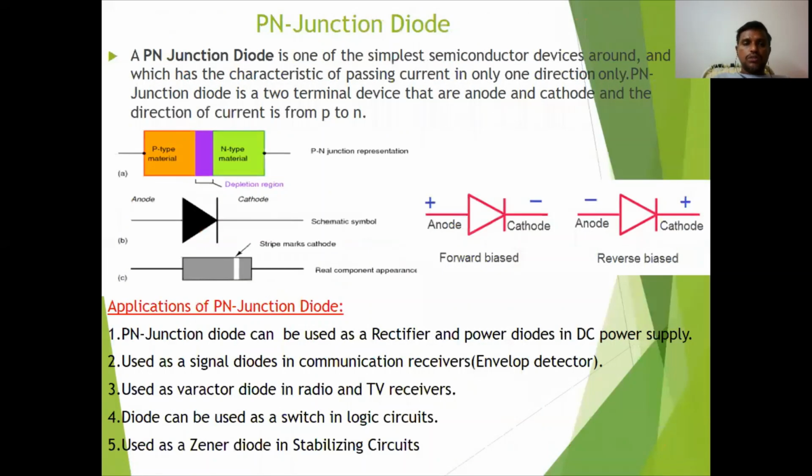Okay, so that is the point. Now we have the p-n junction diode. A p-n junction diode is one of the simplest semiconductor devices around, and it has the characteristic of passing current in only one direction. A p-n junction diode is a two-terminal device, with anode and cathode terminals, and the direction of the current is from P to N in p-n junction forward bias.